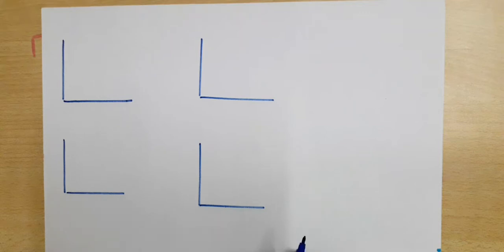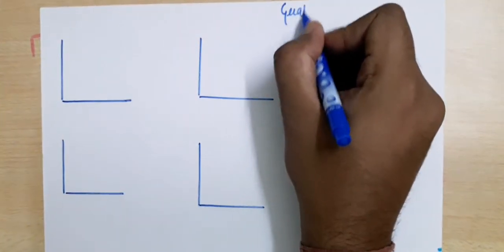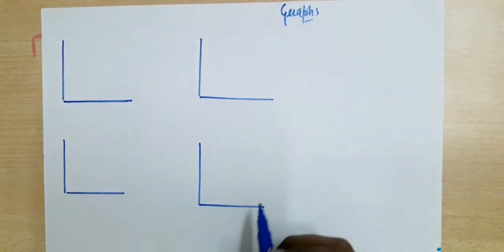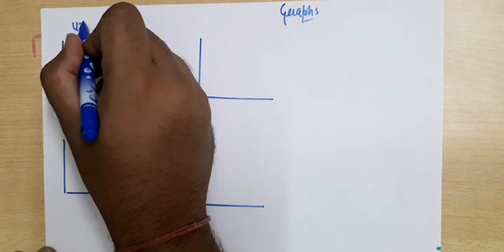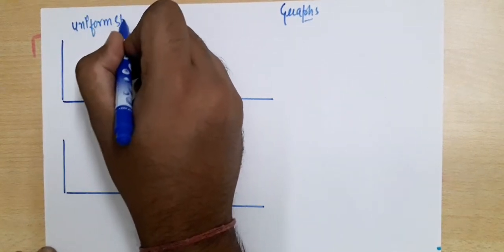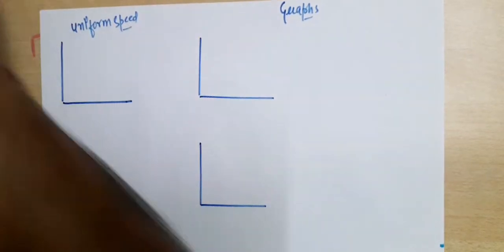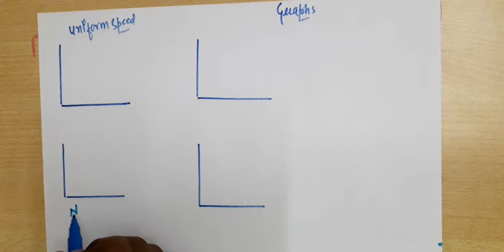So hello everyone. Today we will discuss graphs. We will discuss different graphs. The very first one is the uniform speed graph. Then non-uniform speed.